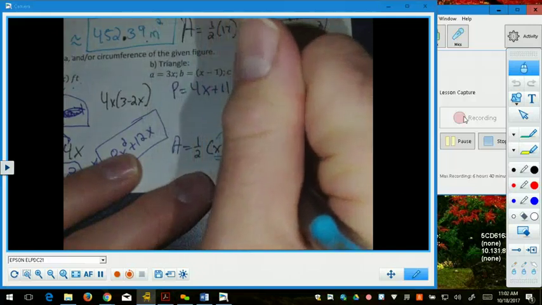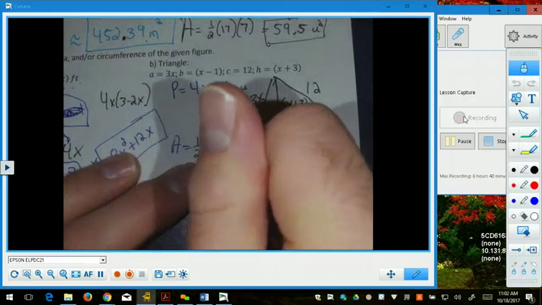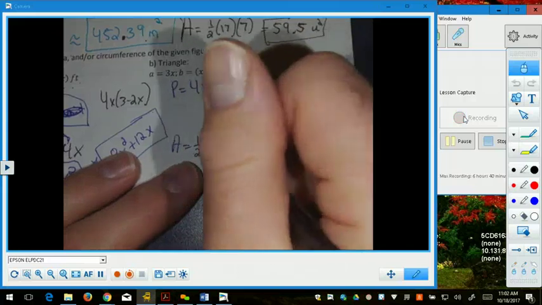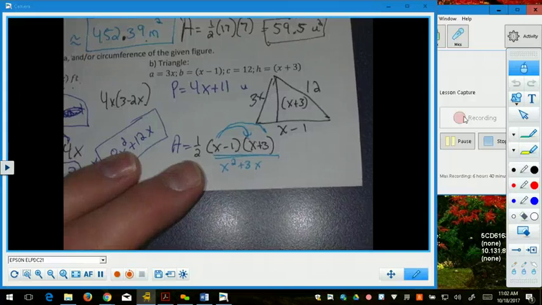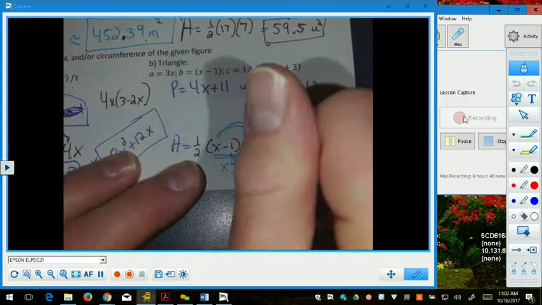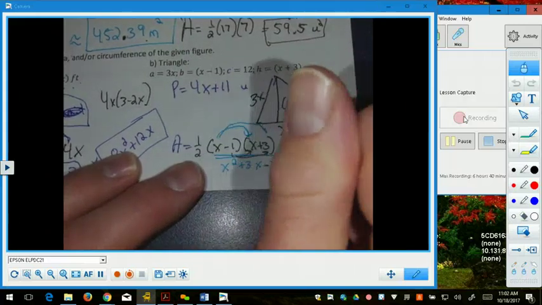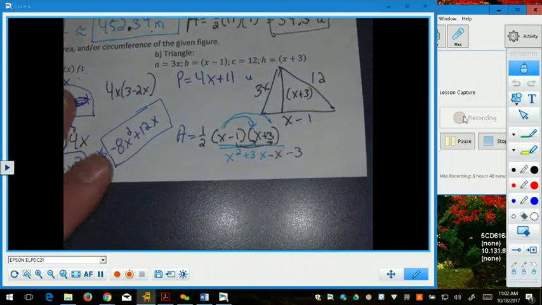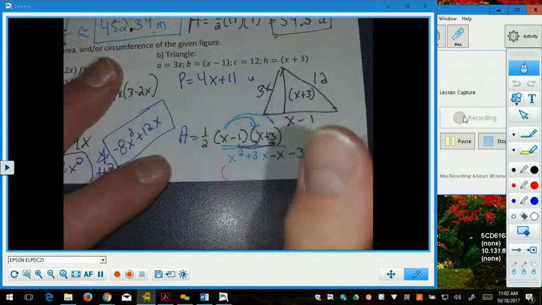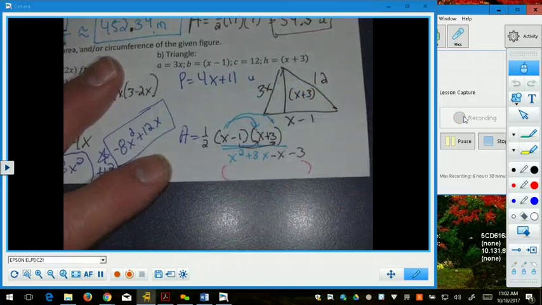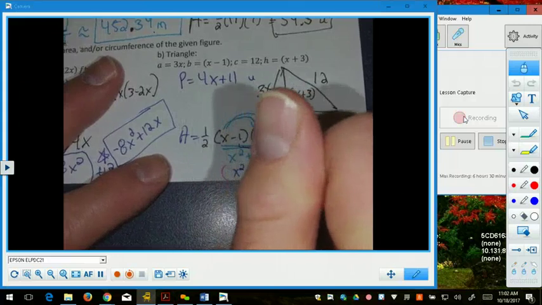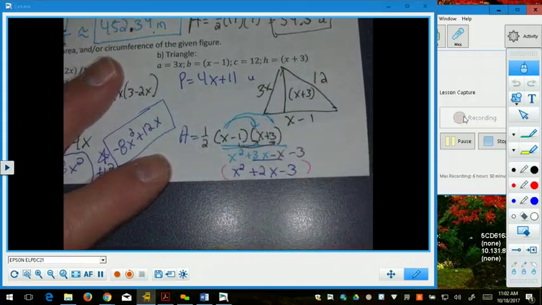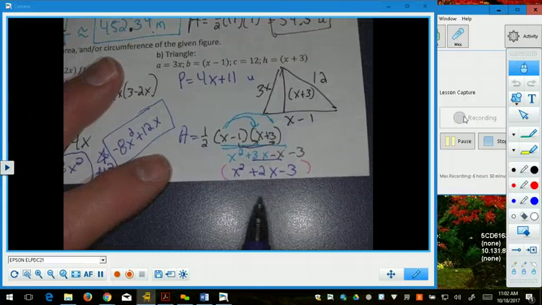So this is x times x, which we all know to be x squared. X times 3, which is 3x. This is negative 1 times x, which is negative x. And negative 1 times 3, which is negative 3. That gives me a quantity of x squared. Those two can be combined, so plus 2x minus 3. Now that's just from multiplying those two factors together.